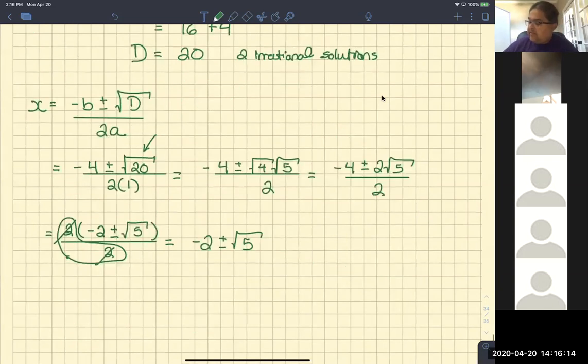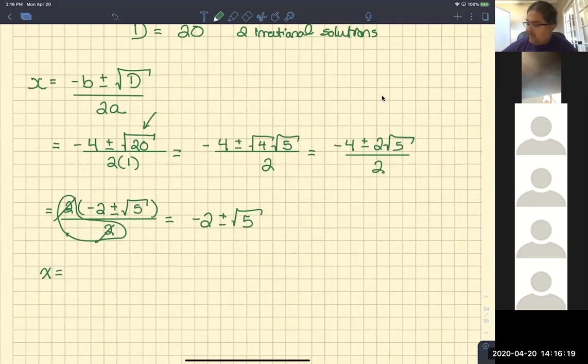So that means my solutions are negative 2 plus root 5 and negative 2 minus root 5. Okay. So there's no other way we would have been able to find the values of x, my x-intercepts, without the quadratic formula for this quadratic, because we couldn't factor it. We had to use the quadratic formula.